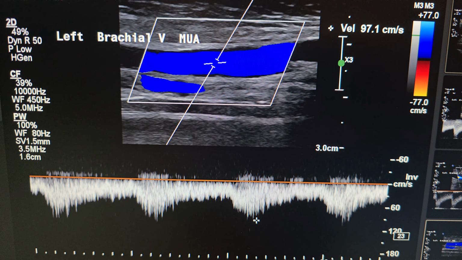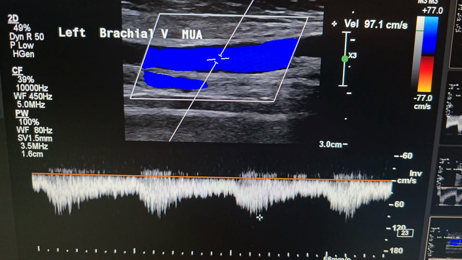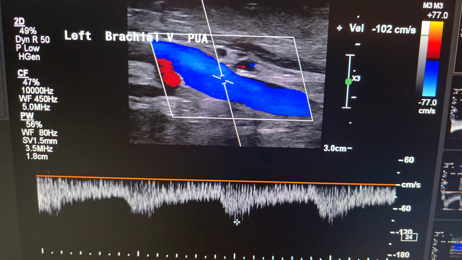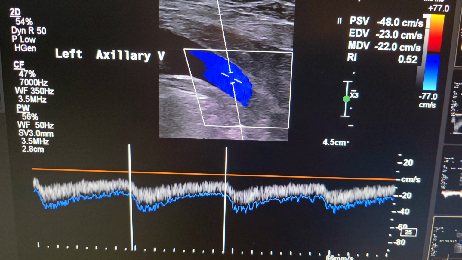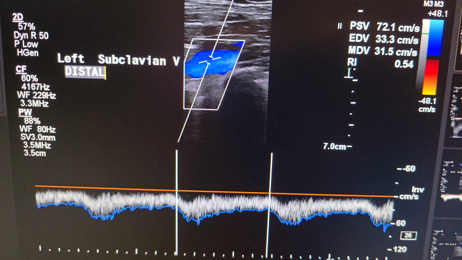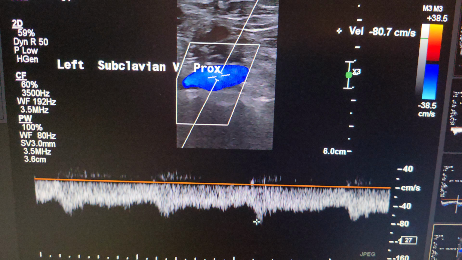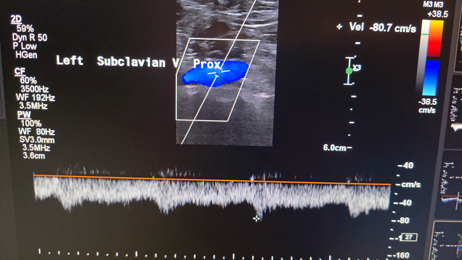After that the brachial vein at mid upper arm is patent, and now it shows good caliber. We follow the vein till the proximal upper arm. Now we scan the axillary vein, and it is also patent. We scan the subclavian vein distal, and it's also patent. And we scan the subclavian vein proximal, and it is patent.